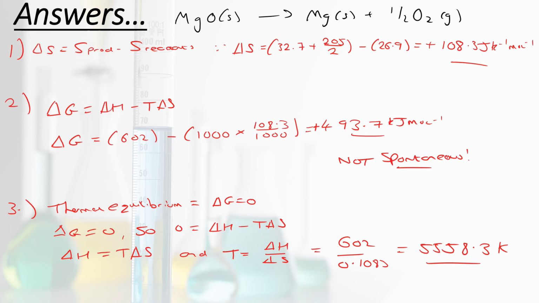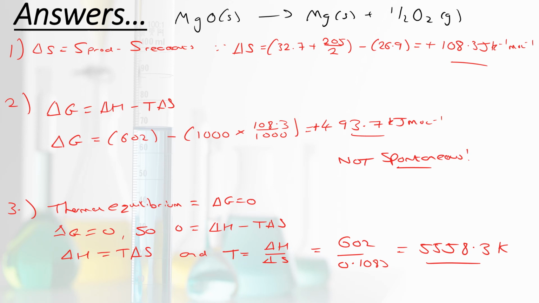And then finally, to calculate the temperature at which we would be at thermal equilibrium, well, this idea of thermal equilibrium is that balance point that I talked about. It's the point at which delta G is equal to 0. And so if delta G is equal to 0, our equation becomes 0 is equal to delta H minus T delta S. So delta H is equal to T delta S, by rearranging that, adding T delta S to both sides. And then we can work out T by just dividing both sides by delta S, such that T is equal to delta H divided by delta S. That then gives us our answer.